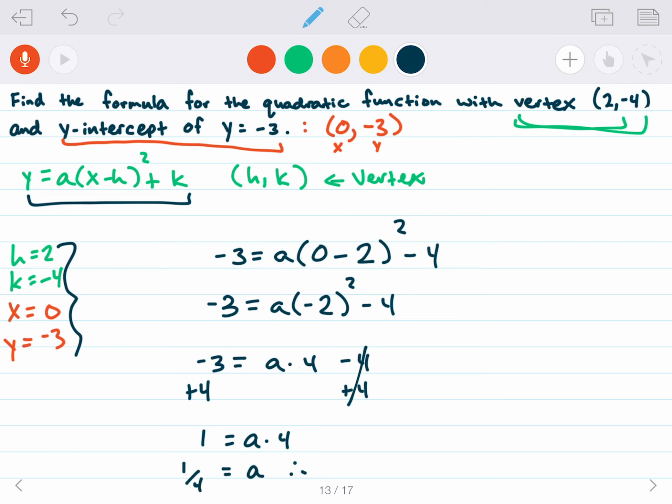Divide both sides by 4 to give me a equals 1 over 4. Okay, so my formula is y equals a, which we just found, times x, which we leave alone. We always leave x and y alone in our final answer. Minus h, we know h is 2, squared plus k, which is minus 4. So this is my answer right here.